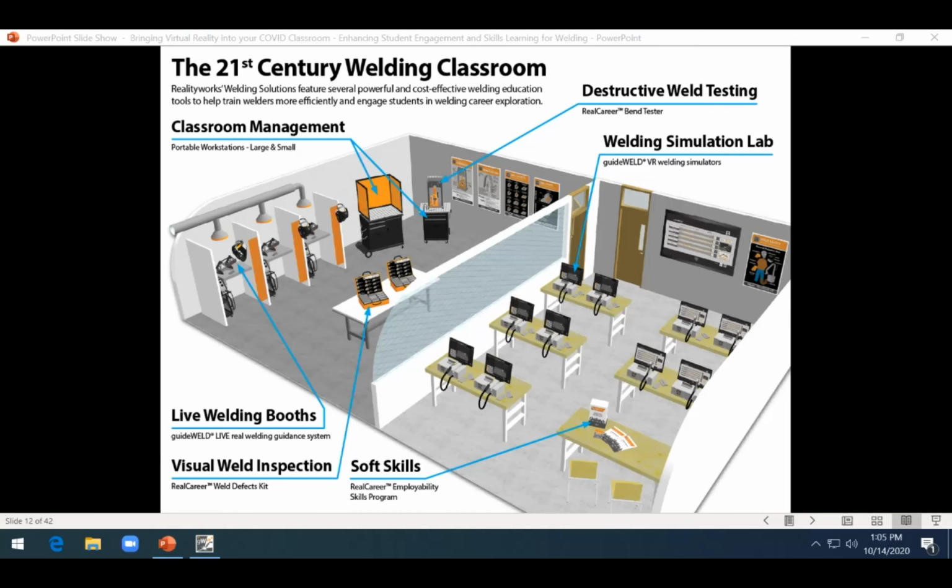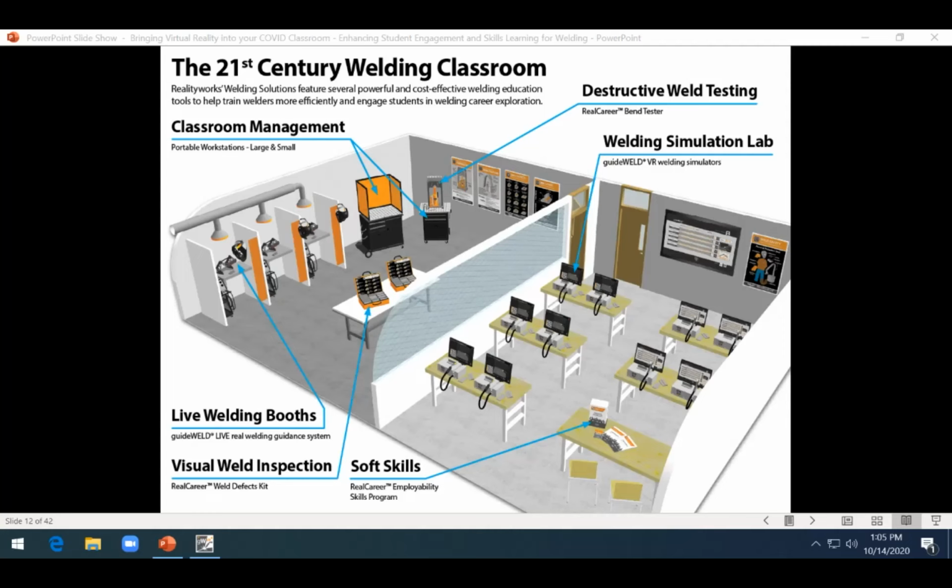We also have visual weld inspection with a weld defect kit. And we also have a bend tester for that destructive welding test. So there's a lot of different focuses on a lot of different products that we bring into the welding world, again, trying to make it a quality learning environment for your students.